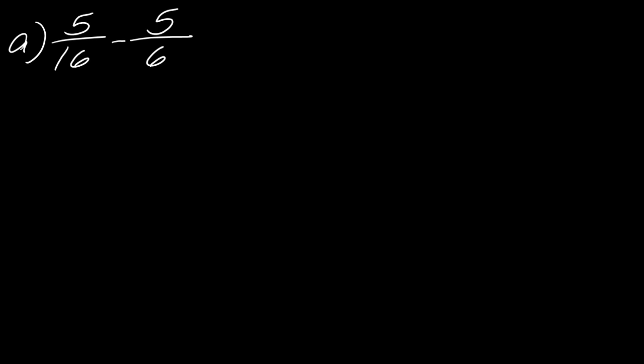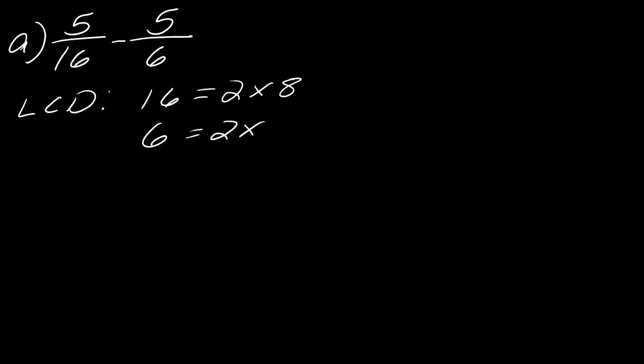Okay, so for this one, first things first, we've got to find our LCD. I'm going to work through all of this with you guys. The largest number that divides into 16 and 6 is just 2. So I'm going to rewrite 16 as 2 times 8, and I'm going to rewrite 6 as 2 times 3. It's this 2 that they have in common. So my LCD is 2 times 8 times 3, and if I multiply those together, I get that this equals 48.